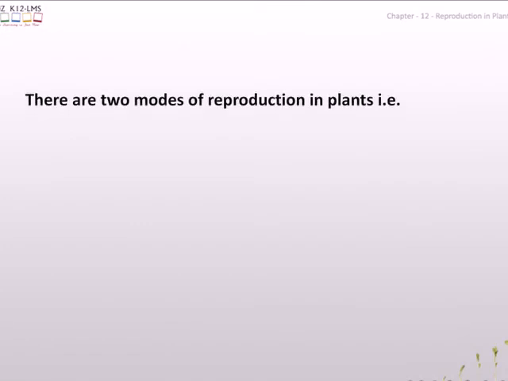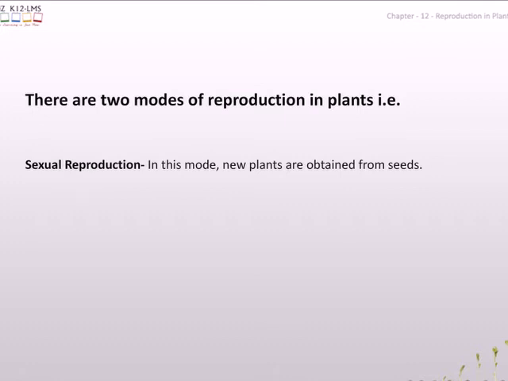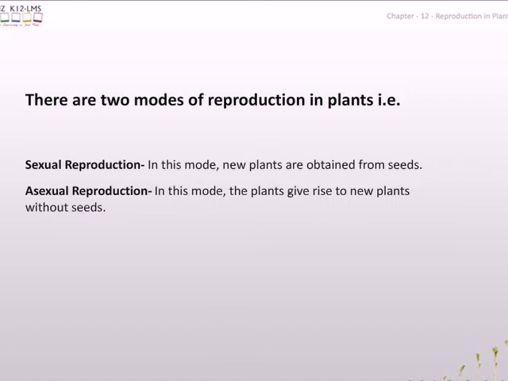There are two modes of reproduction in plants. Sexual reproduction: in this mode, new plants are obtained from seeds. Asexual reproduction: in this mode, the plants give rise to new plants without seeds. Let's learn about these two modes of reproduction in plants.